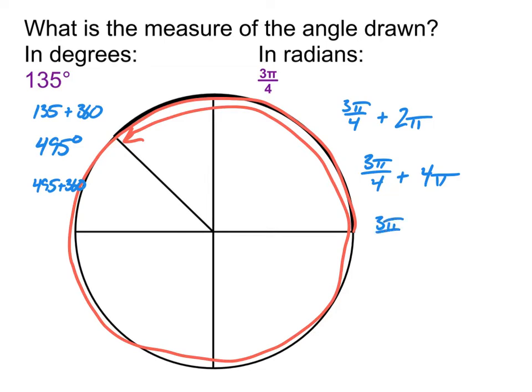Or you could do 3 pi over 4 plus 6 pi, or 8 pi, or 10 pi. Notice the key is just that this number has to be a multiple of 2 pi. And so by doing that, we can end up with all of these different angles that actually end at the exact same place on the circle.